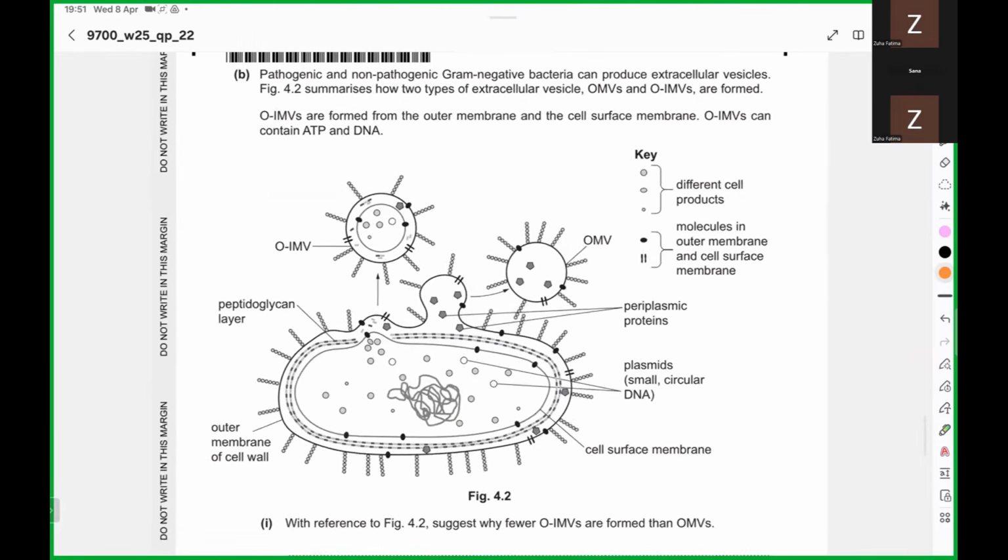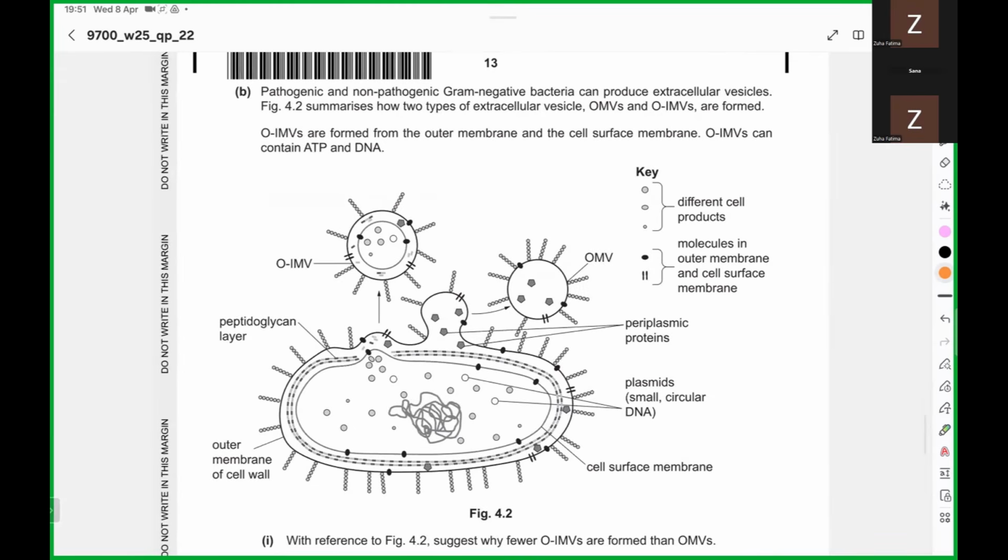Pathogenic and non-pathogenic gram-negative bacteria can produce extracellular vesicles. Figure 4.2 summarizes how two types of extracellular vesicles, OMVs and OIMVs, are formed. OIMVs are formed from the outer membrane and the cell surface membrane. So हमारे पास this is basically the cell surface membrane. This is basically the outer membrane. हमारे पास OIMV में क्या कहते हैं? We can see outer membrane भी present है और cell membrane भी present है. OIMVs can contain ATP and DNA.